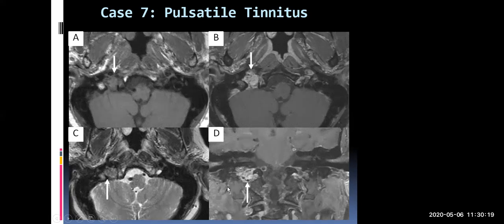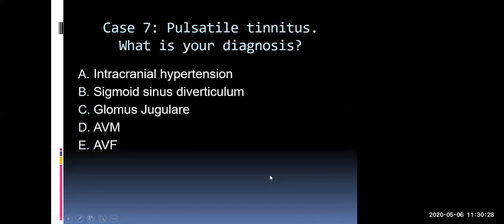And this is again T1 coronal. The arrow here is pointing to these dark spots in the middle of the tumor. Let's see what your diagnosis is.